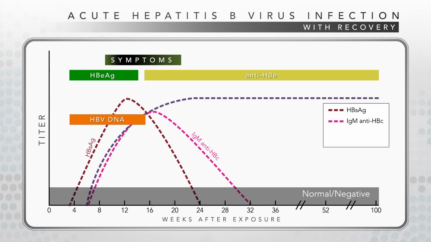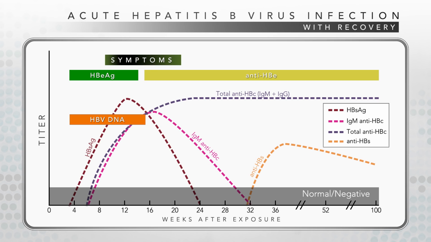Total antibody, IgM and IgG, to hepatitis B core antigen, referred to as total anti-HBc and illustrated by the purple hatch line, persists indefinitely as a marker of past infection. Antibody to hepatitis B surface antigen, referred to as anti-HBs, is depicted by the orange hatch line. Anti-HBs becomes detectable during convalescence and after the disappearance of HBsAg, and generally indicates recovery and immunity from reinfection.